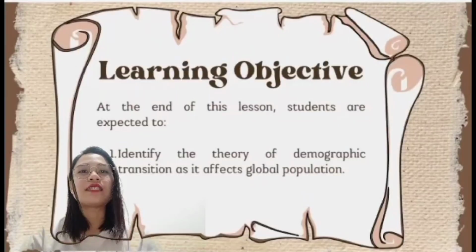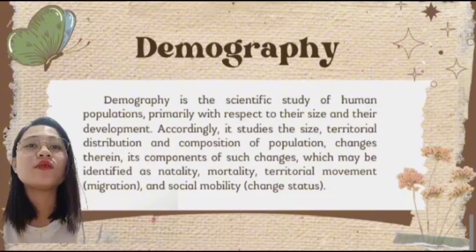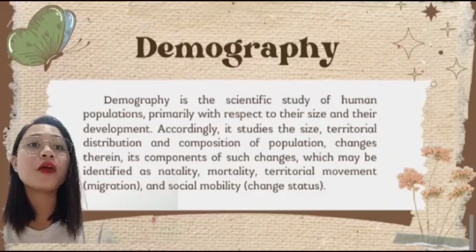Learning objective. At the end of this lesson, students are expected to identify the theory of demographic transition as it affects global population. So, what is demography? Demography is the scientific study of human populations, primarily with respect to their size and their development.